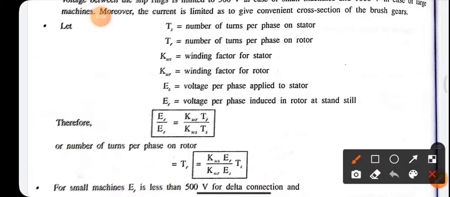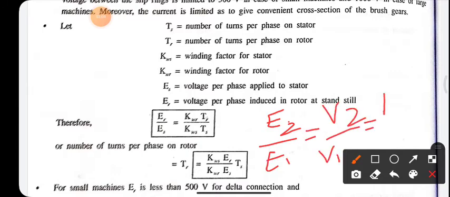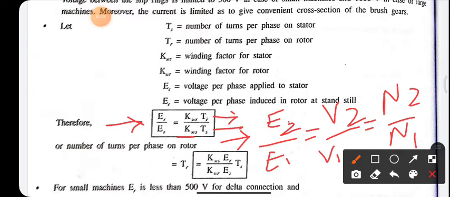In the transformer you might have studied the ratios, that is E2 by E1 is equal to V2 by V1 is equal to N2 by N1. These are the transformation ratios of the transformer. In the same way, for the motor we can write ER by ES, that is the EMF induced in rotor upon the EMF induced in the stator, is equal to KWR, the winding factor of the rotor, upon KWS, the winding factor of the stator, into TR, the number of turns per phase of the rotor, upon TS, the number of turns in the stator winding.